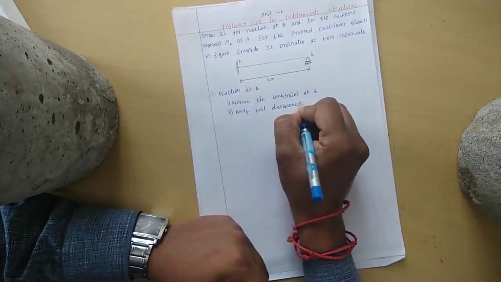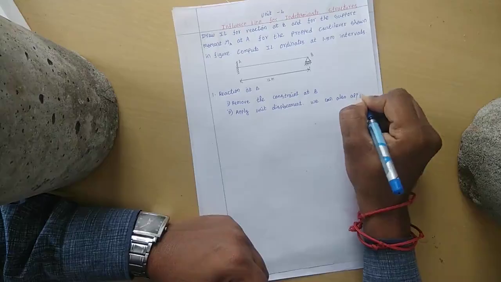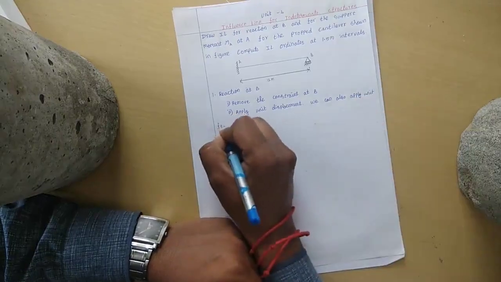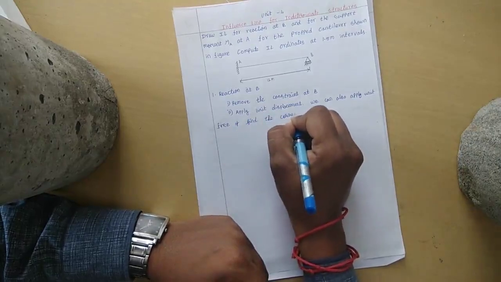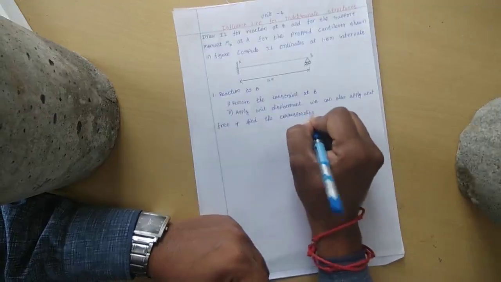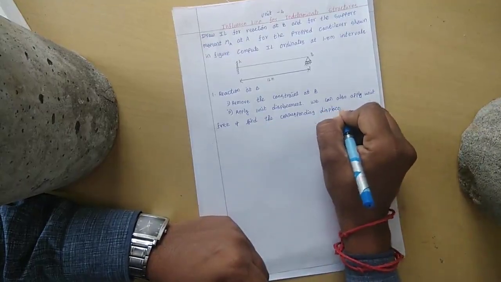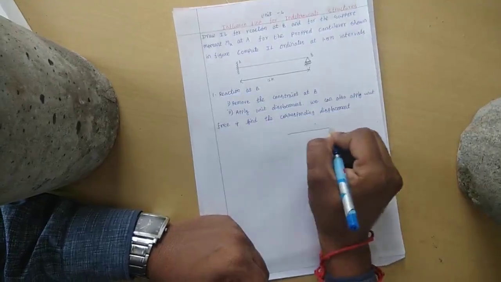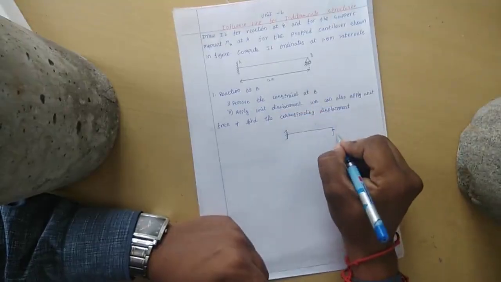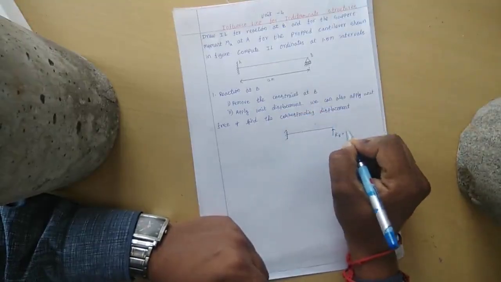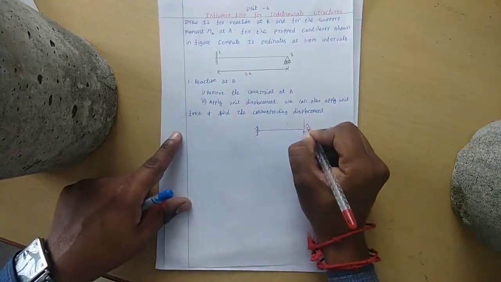Instead of applying a unit displacement, we can also apply a unit force and find the corresponding displacement. If you take the diagram, it will be like this. First I remove the support constraint, and then I apply RB equal to 1. When we apply the unit force, we will have a displacement like this.